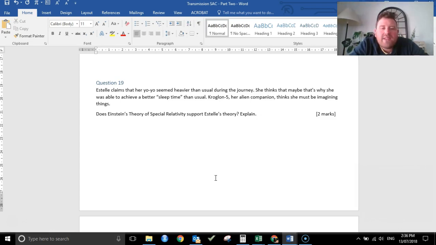Estelle claims that her yo-yo seemed heavier than usual during the journey. She thinks that maybe that's why she was able to achieve a better sleep time than usual. Kroglon 5, her alien companion, thinks that she must be imagining things. Does Einstein's theory of special relativity support Estelle's theory? Explain.